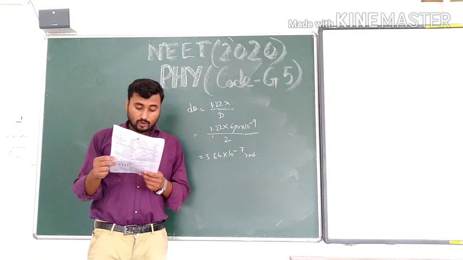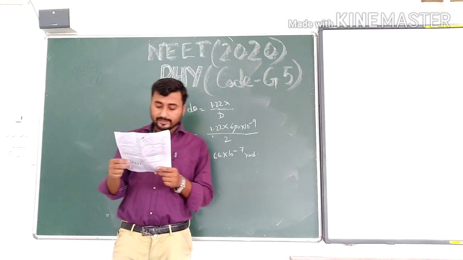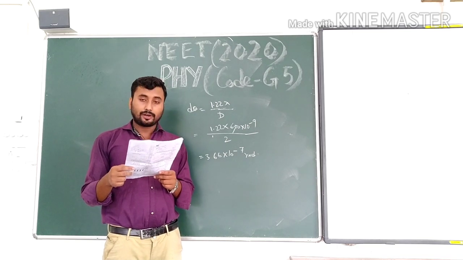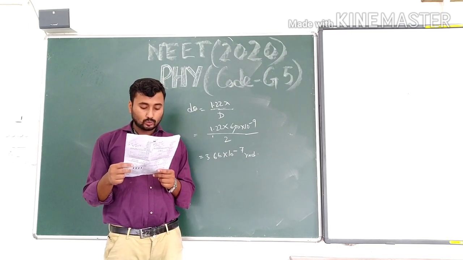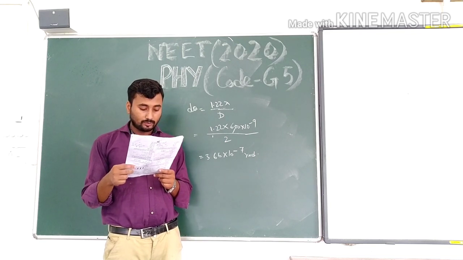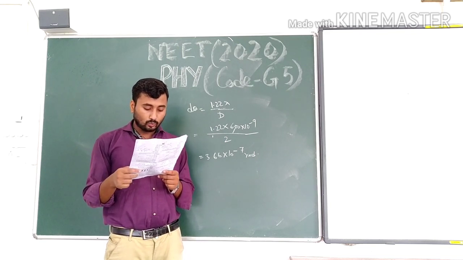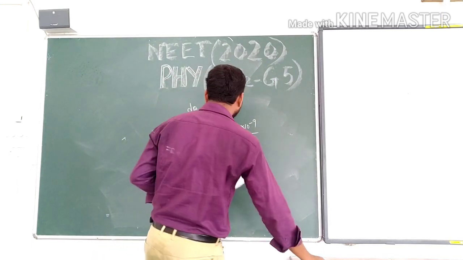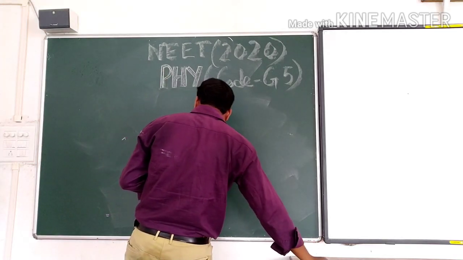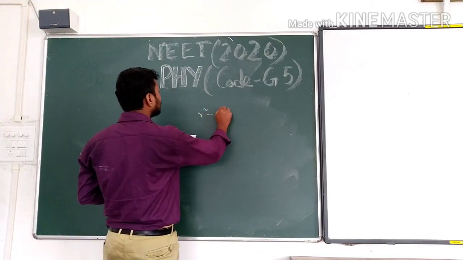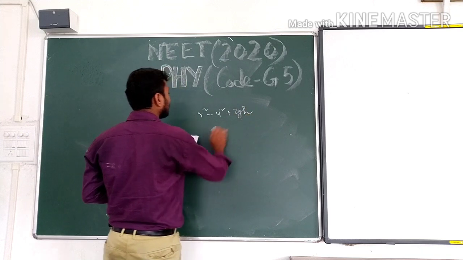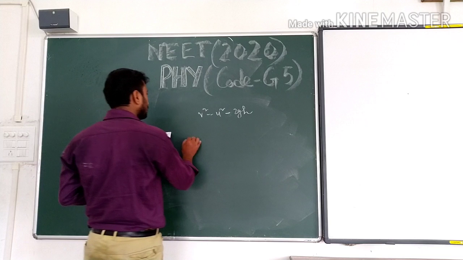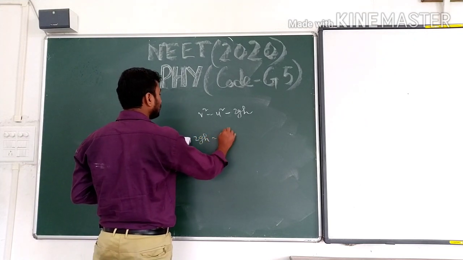Next question. 149. A ball is thrown vertically downward with a velocity of 20 meters per second from the top of a tower. It hits the ground after some time with a velocity of 80 meters per second. The height of the tower is, so height of the tower is very simple. We have v square equal to u square plus 2gh. Sorry, here it is vertically downward, so it is minus 2gh.